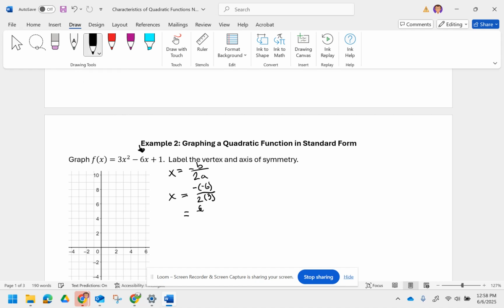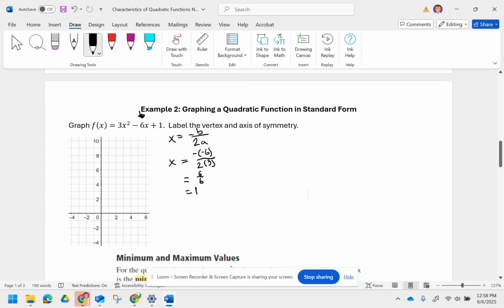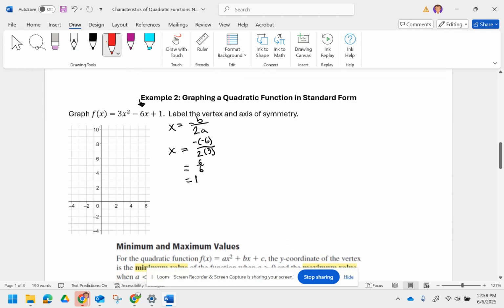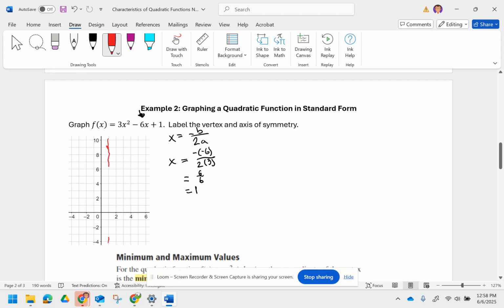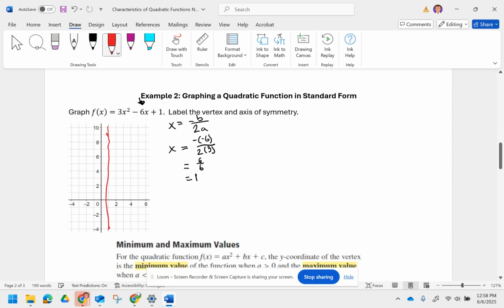So negative of a negative is a positive. So we got 6 over 6, which is a 1. So we know that our axis of symmetry is where x equals 1. All right, so everything should be symmetric about that.